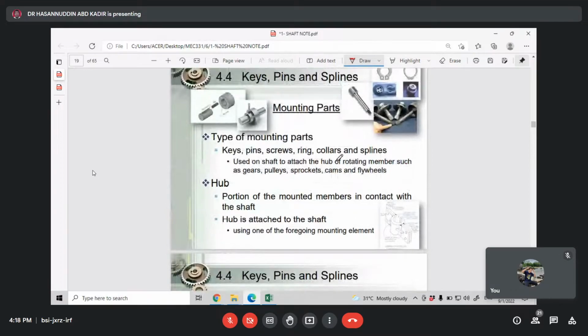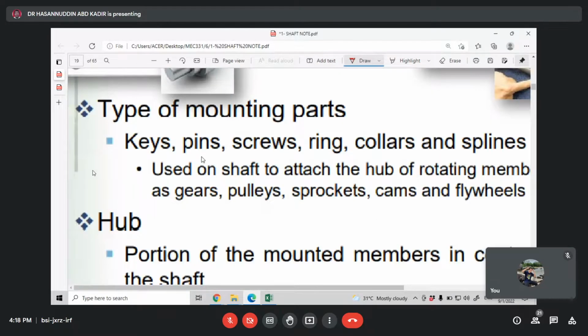Okay, and then they ask you for the mounting part here. Key, pin and spline are in another chapter, we call them accessories here. So they have key, pin, screw, ring, collar, spline. Usually used for the shaft to attach the hub. Okay, they want to attach it. So I can zoom in here for an example.